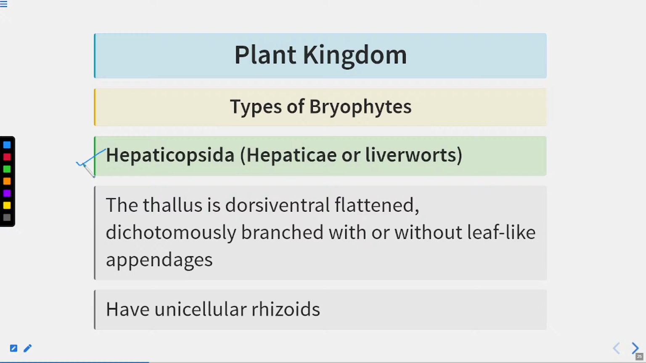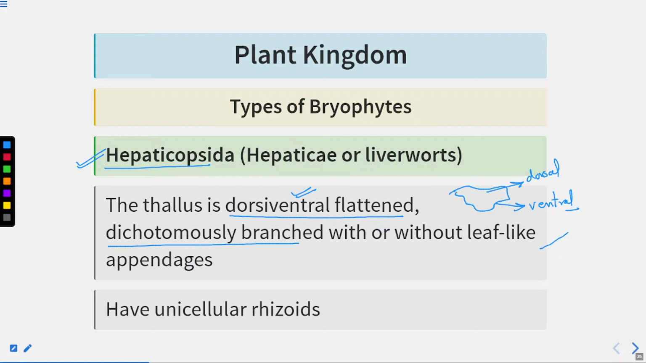One by one, we are going to discuss the characteristics of the hepatics first, that is Hepaticopsida. The thallus is dorsiventrally flattened. Dorsiventrally flattened means this is the upper part, the dorsal part, and this is the ventral part. The lower part is called ventral. So that is why it is called dorsiventrally flattened.